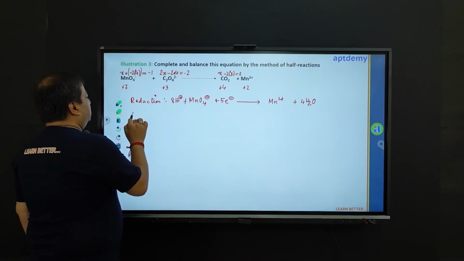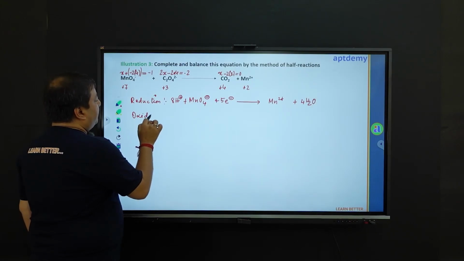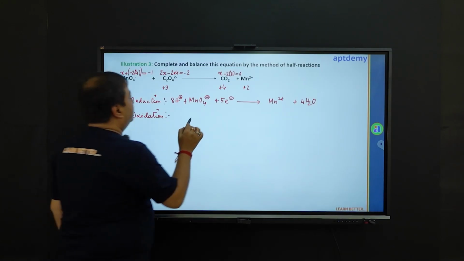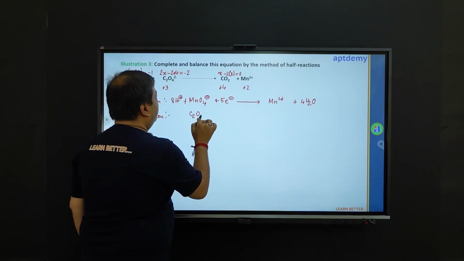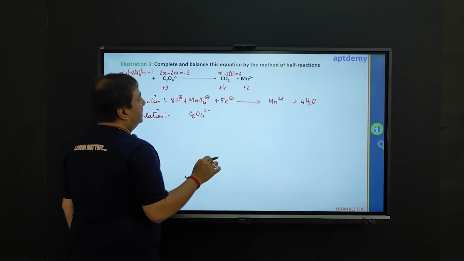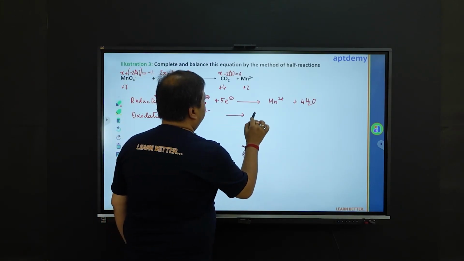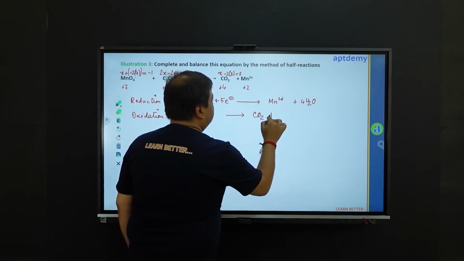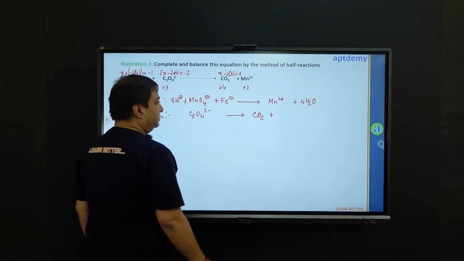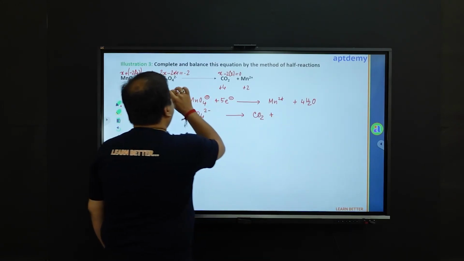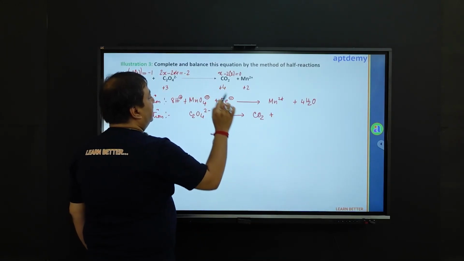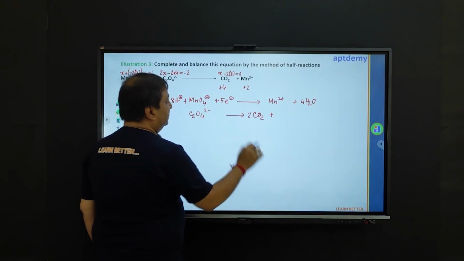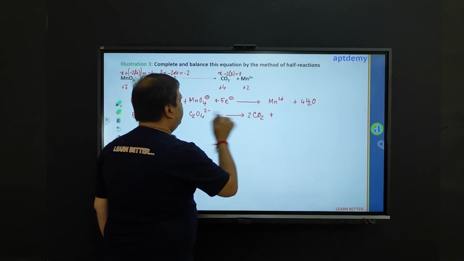What about the oxidation half equation? In that we would say C2O4 2-, which is the oxalate ion, is going to CO2, and in the process it is losing electrons. So each carbon is losing one electron. First of all, we have to balance the carbons. So we will multiply this with 2. So now the carbon and oxygen both are balanced.